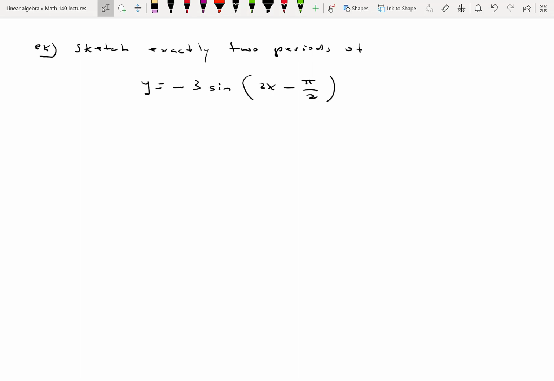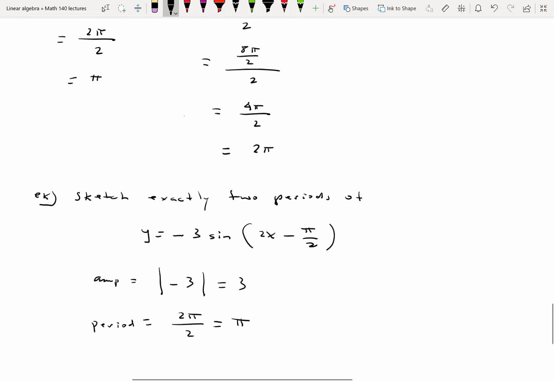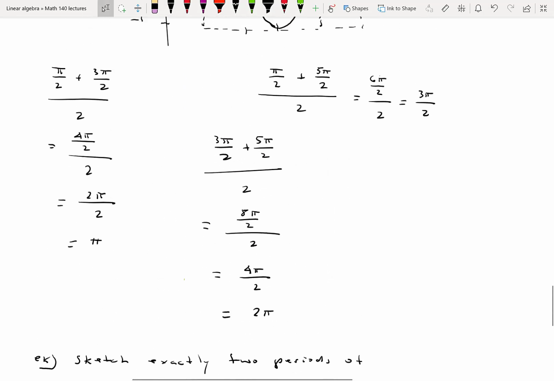Okay, so we can identify some stuff. We can identify the amplitude is the absolute value of -3, +3. The period is still 2 pi over the omega. Omega is the coefficient of x, as long as that coefficient's positive. Now we have something called a phase shift. I've been mentioning the phase shift without giving it a quantity, identifying the quantity.